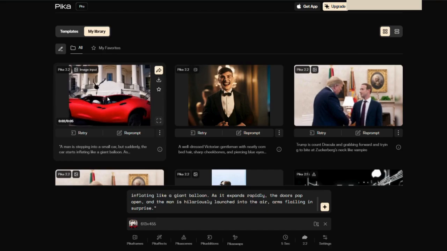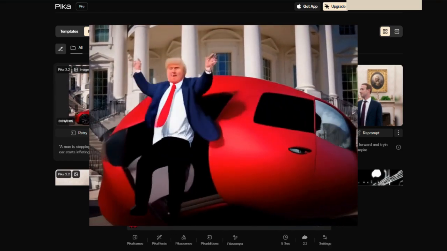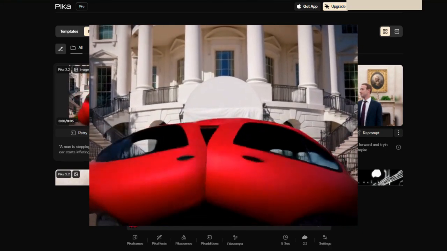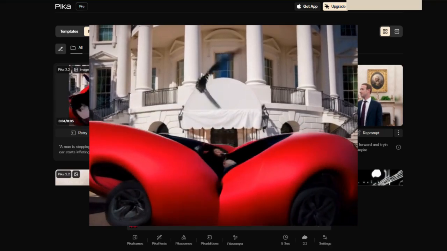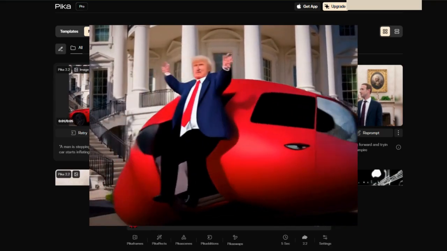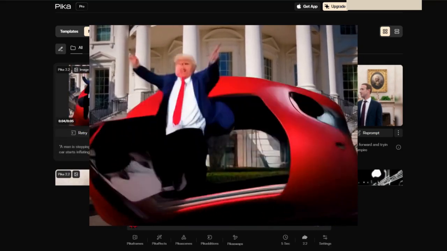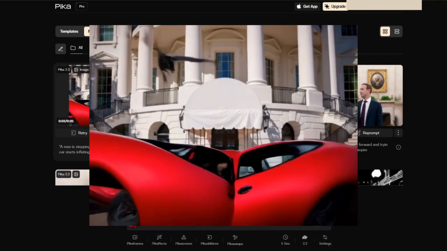Okay, so here we go. There you go. So as you can see here, what it's done is the whole Tesla inflates and Donald Trump pops out like a balloon too. And what's really, really humorous about that is when he comes out of his Tesla, he looks more like Boris Johnson. But there you go. That's what it did with this particular prompt.